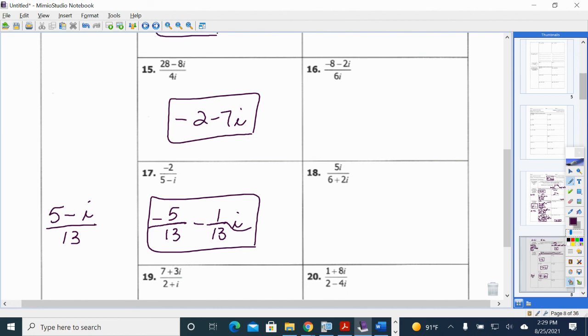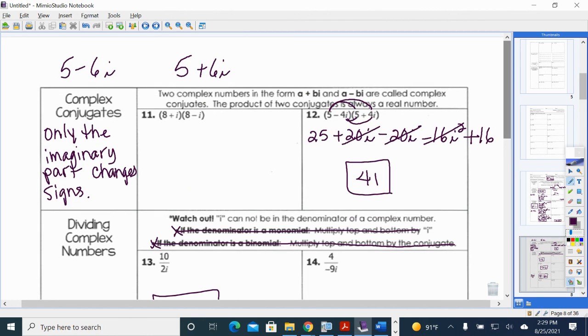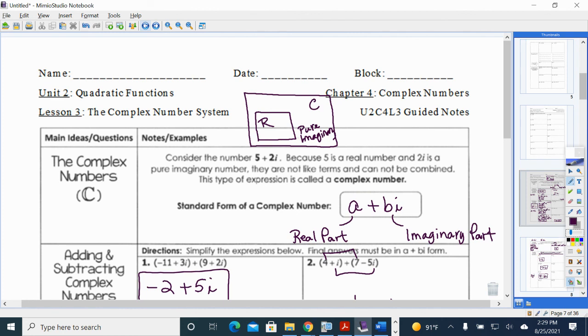So there are your notes on lesson number 3 on the complex number system. And again, we will work on the assignment together.